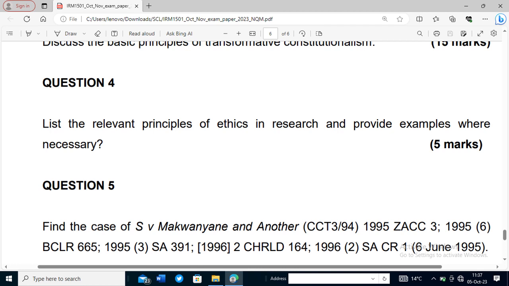So I do believe that informed consent, no harm to participants, anonymity, something like that, and voluntary participation. Yeah, I do believe that it will cover everything. Then let's move to the last question.